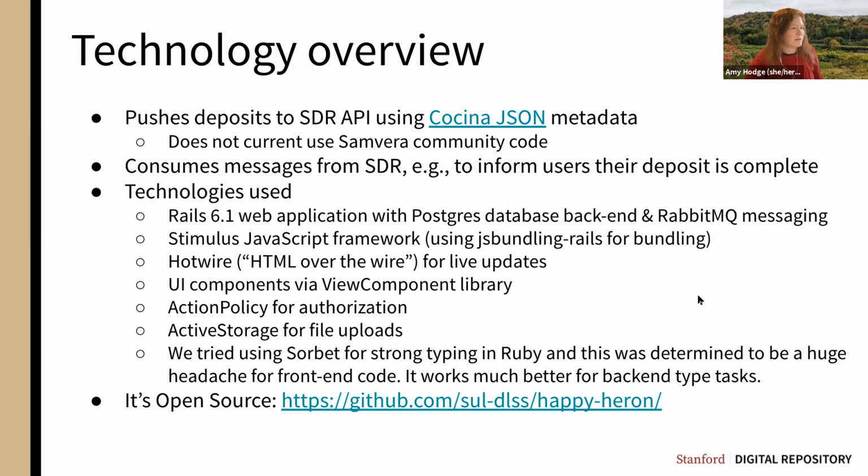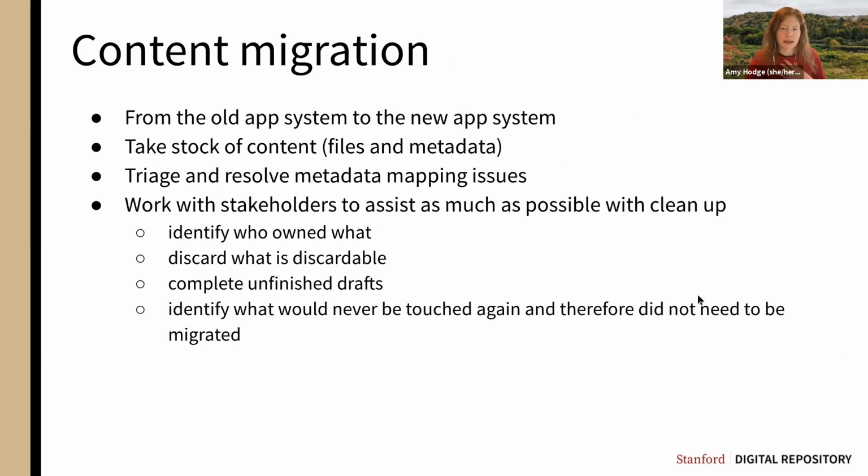So a couple more things before we get to the demo. Just a few notes about the content migration. We needed to migrate the content from the old application system to the new application system, so that's from the Hydrus bubble that Hannah showed to the H2 replacement bubble in our system. We spent some time taking stock of everything that was in Hydrus, what files were there, what metadata was there, and triaging and resolving metadata mapping issues, because there were a variety of them, as there always are. Metadata is always going to be a problem, it seems like.